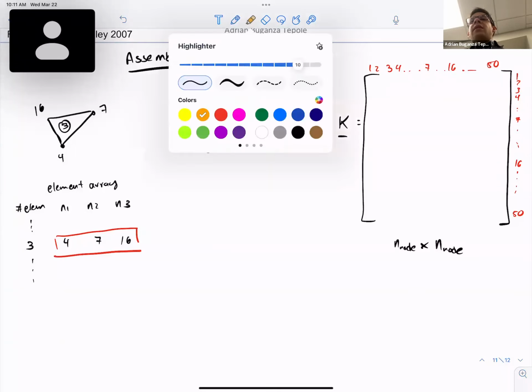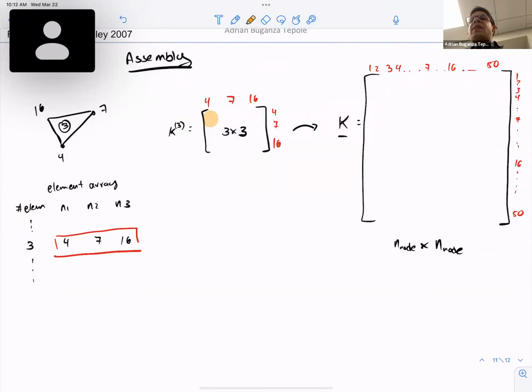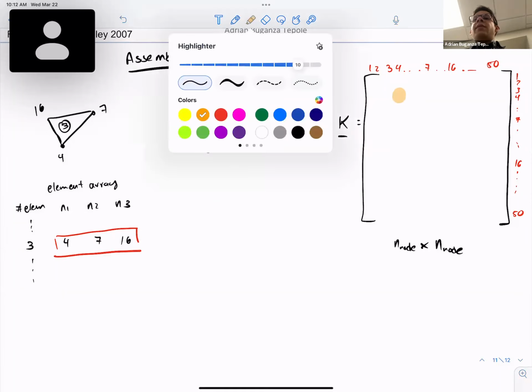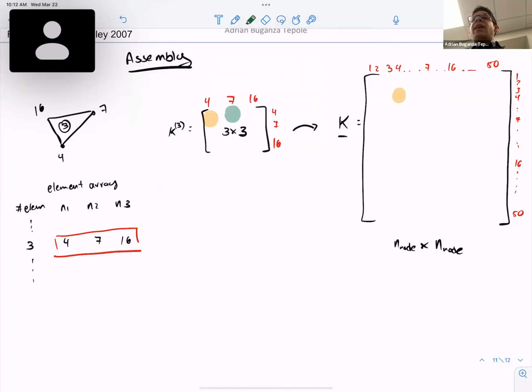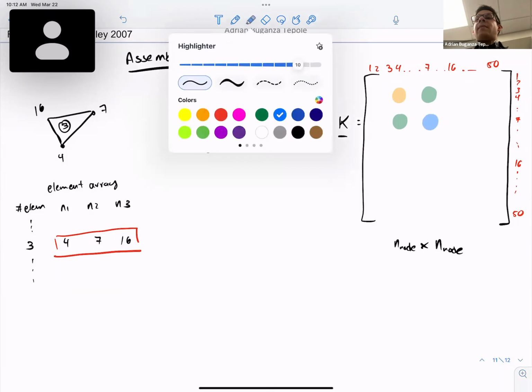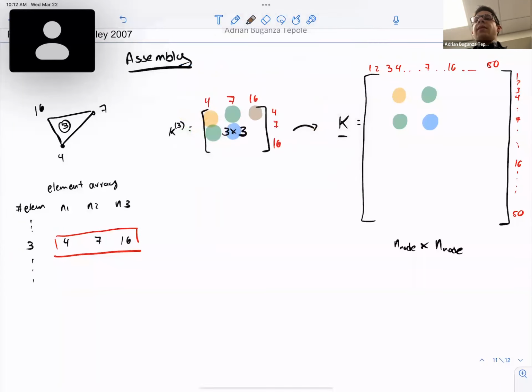And this tells us that, for example, the first entry should go to the 4-4 entry, right? Then this entry right here should go to, well, both of these because they are symmetric, the 4-7 and 7-4, right? So the one in the middle right here, which is the 7-7, should go to the 7-7. Then these two, which are 4-16, should go to the 4-16.